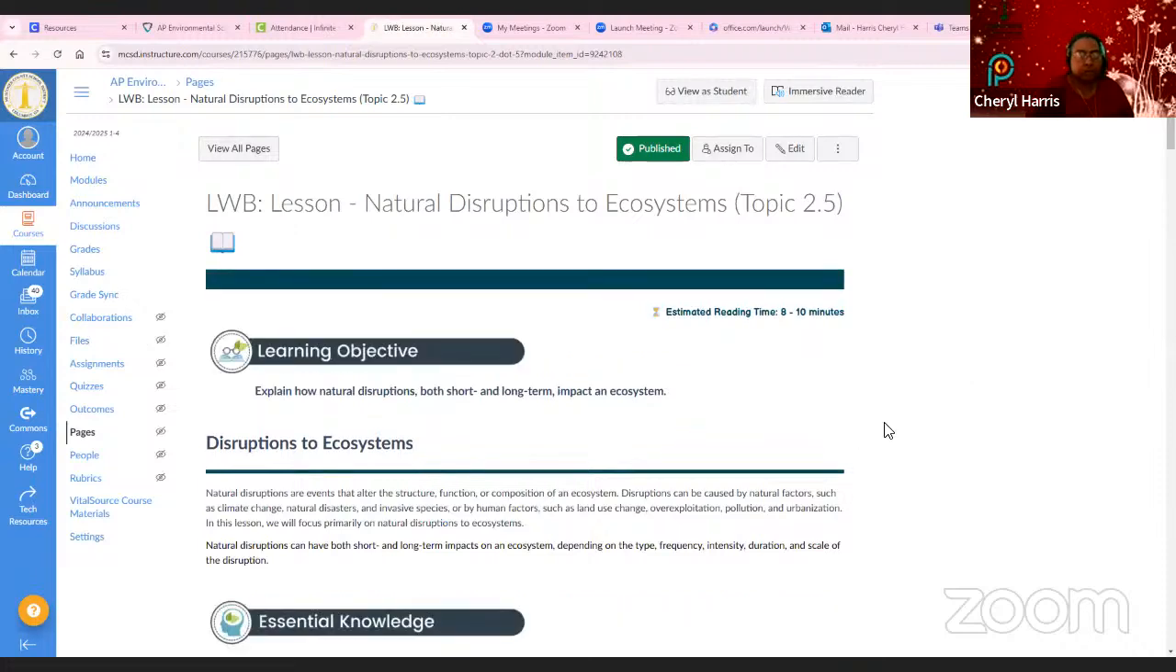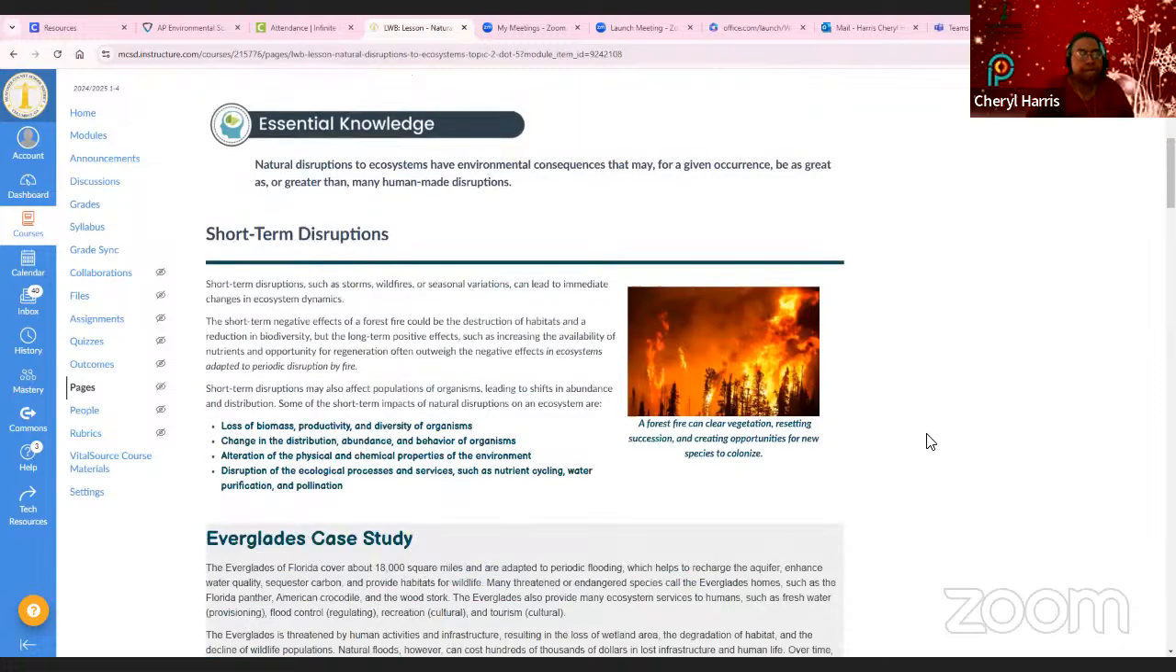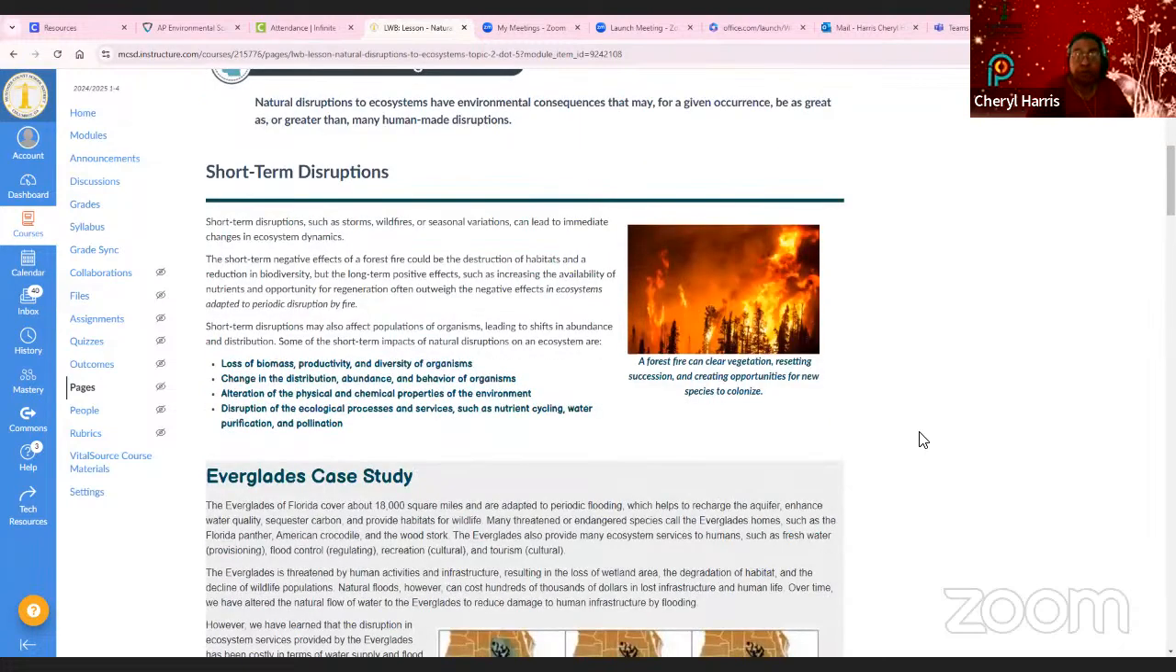Okay, natural disturbances. Before we talked about human disturbances, and now we're looking at the ones that nature causes: forest fires, storms, seasonal variations that lead to short-term disruptions. Although that last hurricane, Helene, people in North Carolina and other areas are talking about it, it's going to take them years to repair the damage that hurricane has caused.